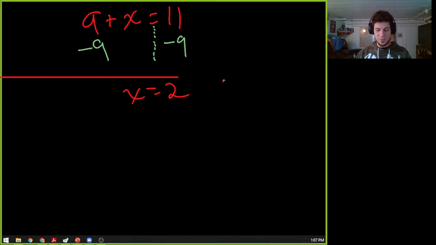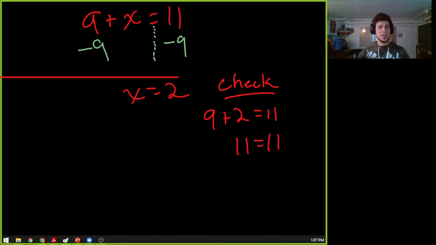We can check that by substituting our variable in to our equation. So we would say 9 plus 2 equals 11. 9 plus 2 is 11. We simplify that. 11 equals 11. This is true, of course. So we have done it.